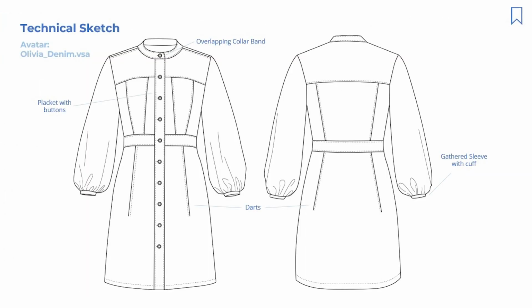Before we can arrange the garment, let's be sure we are working with the correct avatar. Referencing the technical specification sheet, we see the avatar for this garment is Olivia Denham. This avatar is available for download from the lesson summary as a VSA file. Pause here if you need to download the avatar.